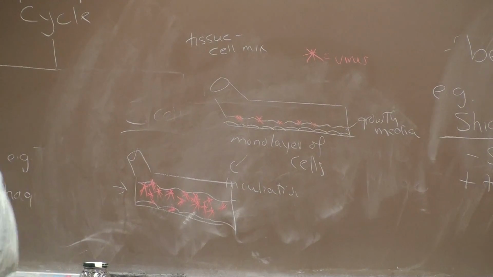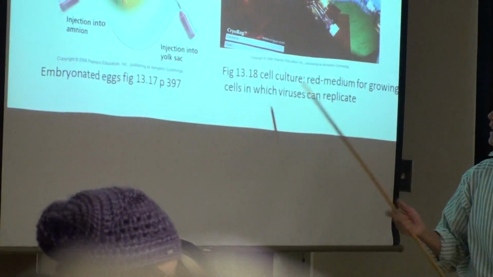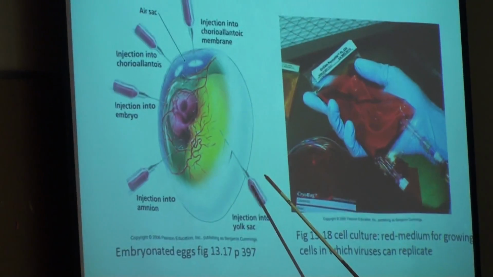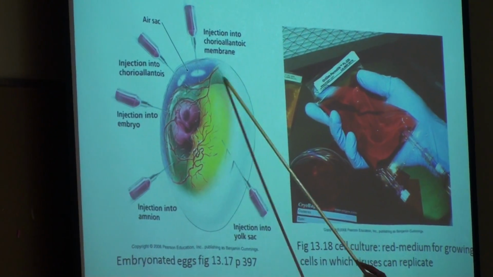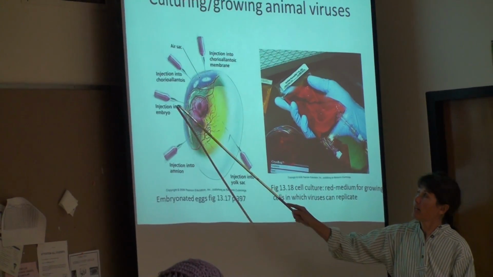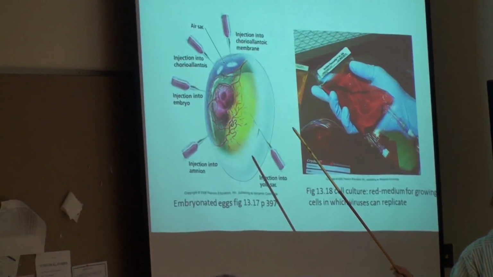So this is just some figure showing figure 13.17 on page 397 and figure 13.18 showing some of the virus cultivation techniques. This shows an embryonated fertilized egg, and it's showing all the different ways the egg can be inoculated. And again, we see here the expertise that's involved.